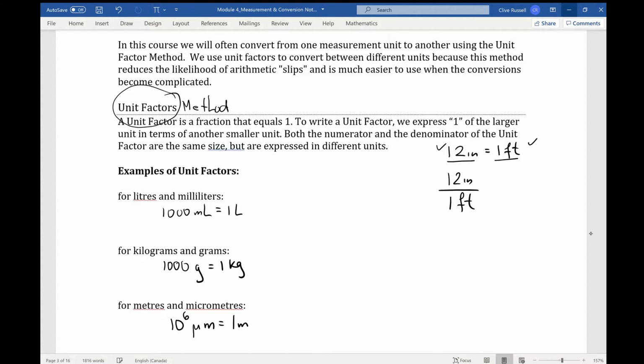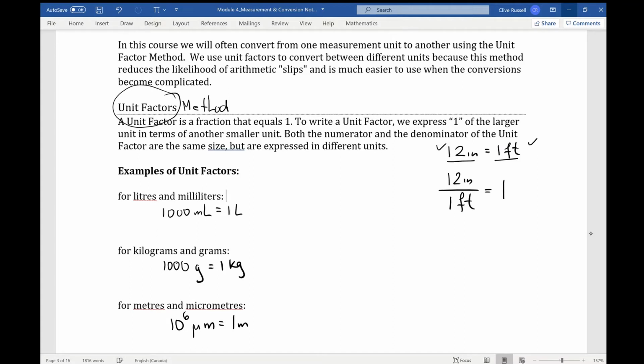Right? So I have 12 inches is 1 foot. Consider your foot, which is why I think a foot is called a foot. It's roughly 12 inches. So if I divide the length of my foot by the length of my foot, I must get 1. Anything divided by itself is 1. So 12 inches divided by 1 foot is 1.